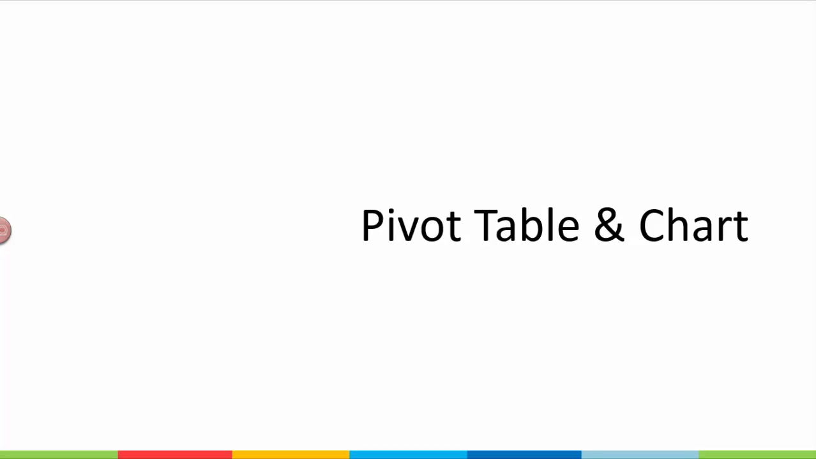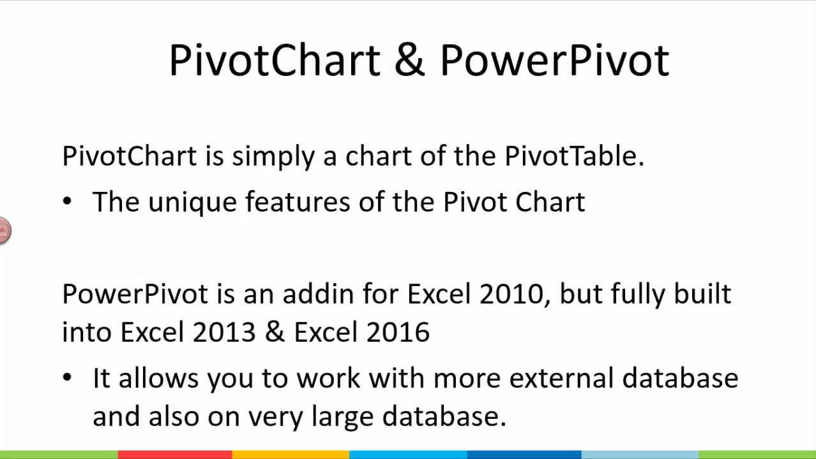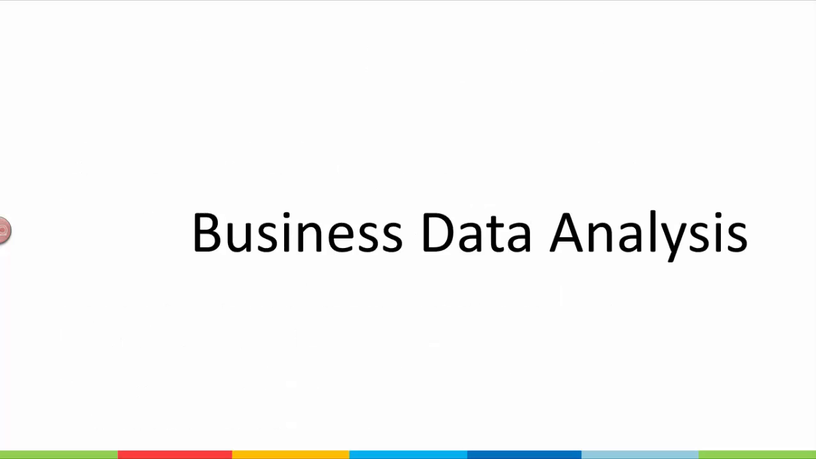Then we'll move on to pivot table and pivot chart. Pivot table allows you to do instant analysis on a large data set. So I'll be covering the default pivot table, how you format it in a tabular form, using formulas in your pivot table, and some pivot table tricks. Then pivot chart is simply any chart you make out of your pivot table result. It has some unique features which I'll be covering. Then there's PowerPivot. PowerPivot used to be an add-in in Excel 2010, but it has been fully built into Excel 2013 and Excel 2016. It allows you to work with more database and then a very large data set, and has some extra features.